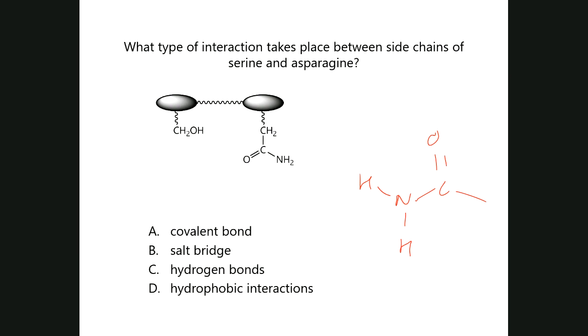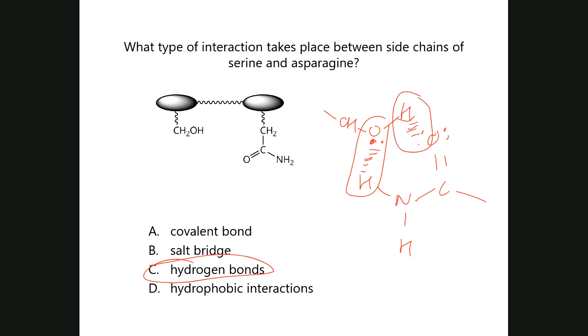And then you can have the CH2OH such that the oxygen, through its lone pairs, can interact with this hydrogen and form a hydrogen bond there. And then there's two lone pairs here, and this can interact in a second hydrogen bond there. So hydrogen bonding is going to be the interaction. Anytime we have polar neutral side chains, it's a hydrogen bonding interaction that's going to predominate in those types of interactions between amino acid side chains.